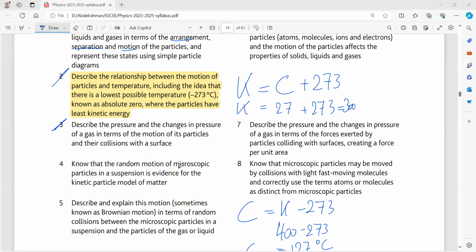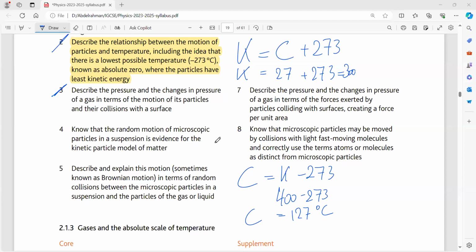When they collide with these surfaces, a force is exerted. And the force exerted over a certain area is the pressure. Pressure equals force over area. So when you apply force over a certain area, it will give you some pressure. The pressure due to one molecule is nothing. But billions of molecules colliding at the same time give a huge amount of pressure.